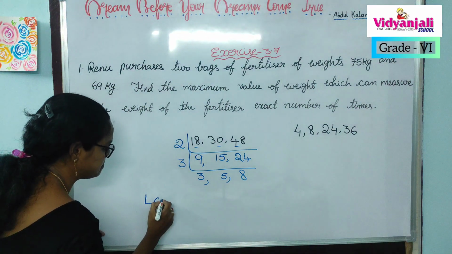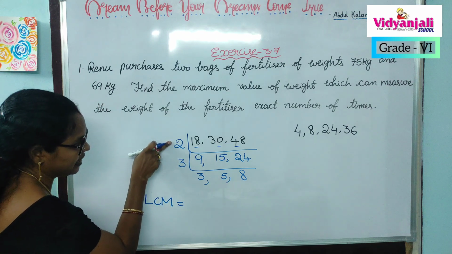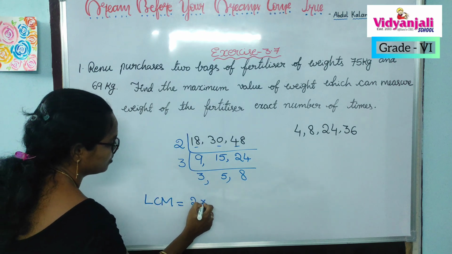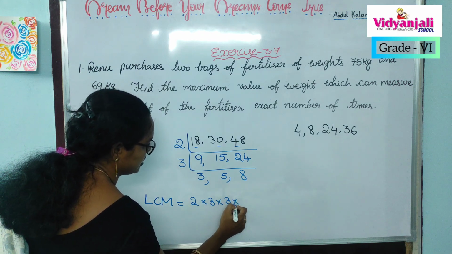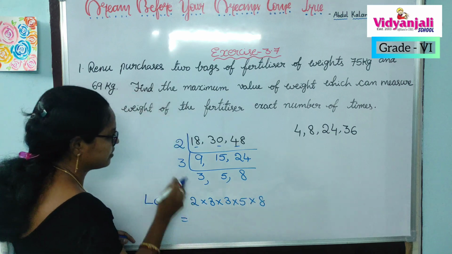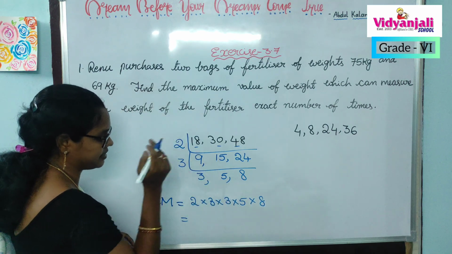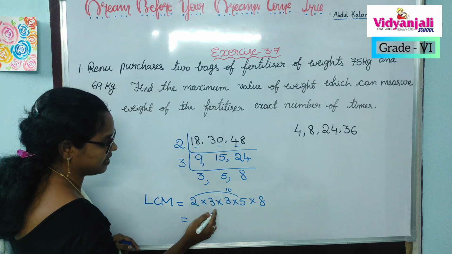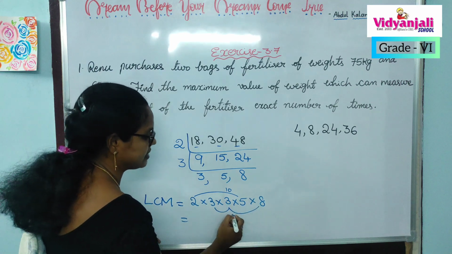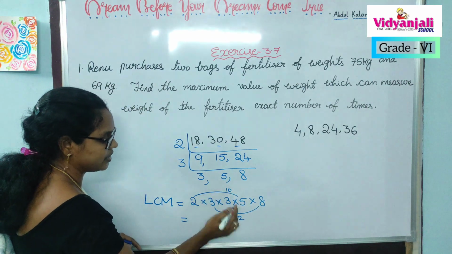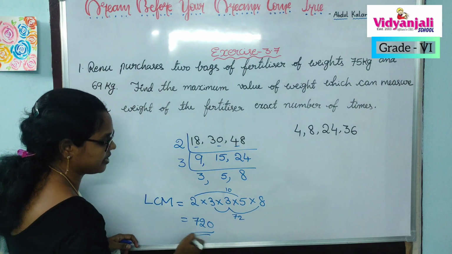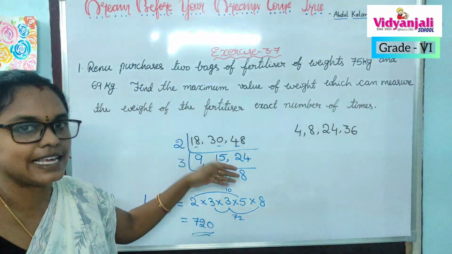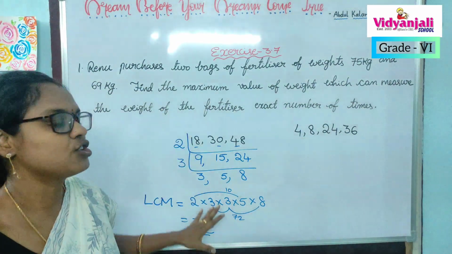Then how to find the LCM? We have to multiply these outside numbers. What are the numbers we have? 2 into 3 into 3 into 5 into 8. I know 2 5s are 10. The remaining numbers we multiply. 3 3s are 9, 9 8s are 72. So 72 into 10, 720. So what is the method called? Short division method, but generally we call it the LCM method. Its actual name is short division method.